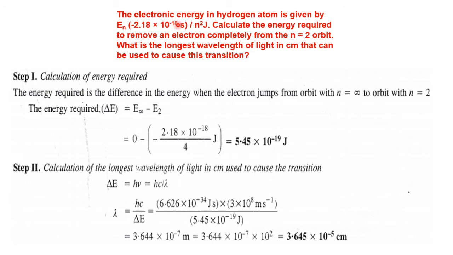Now, the electronic energy in the hydrogen atom is given by the formula already. Calculate the energy required to remove an electron completely from the n equal to 2 orbit. So if you want to remove the electron from n equal to 2, same formula, E infinity minus E2. So change in energy, how much energy is required, equal to E infinity, taken as 0. I explained this already: when it starts coming towards the nucleus, it loses energy and becomes negative. So E infinity is taken as 0 minus E2, given here for the second energy level. So that becomes 5.45 into 10 to the power minus 19 joules.